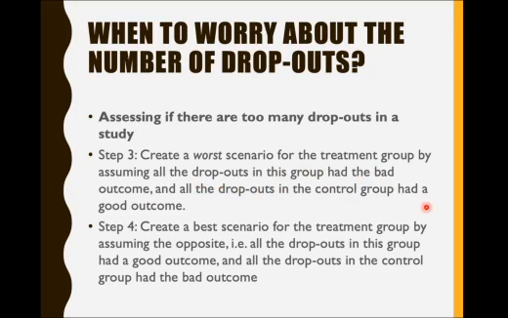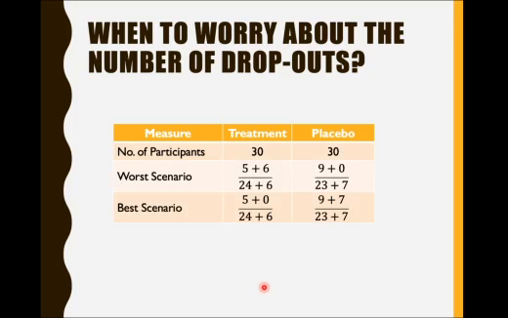So that's step 3. Step 4 is just the opposite, creating the best scenario again for the treatment group. So when we talk of worst and best scenario, we always talk of the treatment group, by assuming the opposite, meaning all dropouts in the treatment group had good outcomes and all dropouts in the control had bad outcomes. And so this is the table. This is the worst scenario.